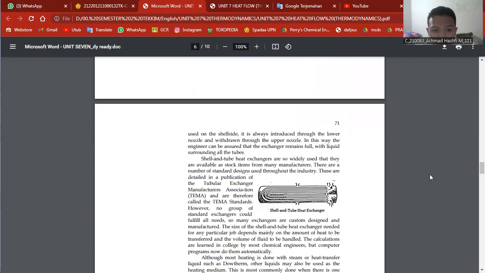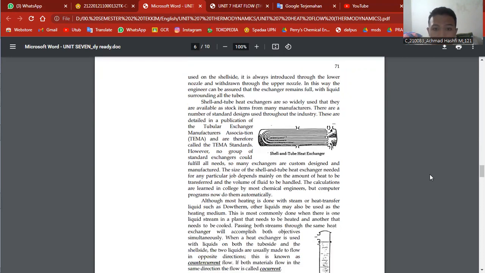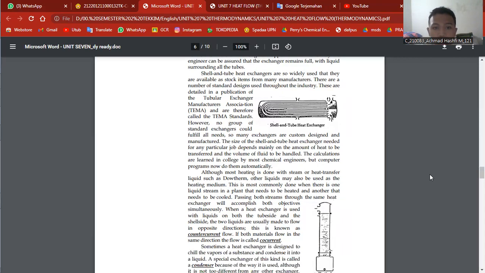When a liquid is used on the shell side, it's always introduced through the lower nozzle and withdrawn through the upper nozzle. In this way, the engineer can be assured that the exchanger remains full, with the liquid surrounding all the tubes. Shell and tube heat exchangers are so widely used that they are available as stock items from many manufacturers.